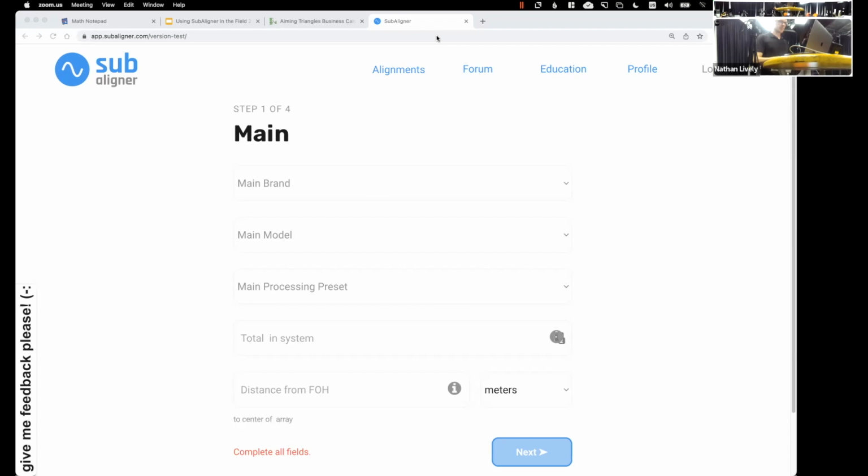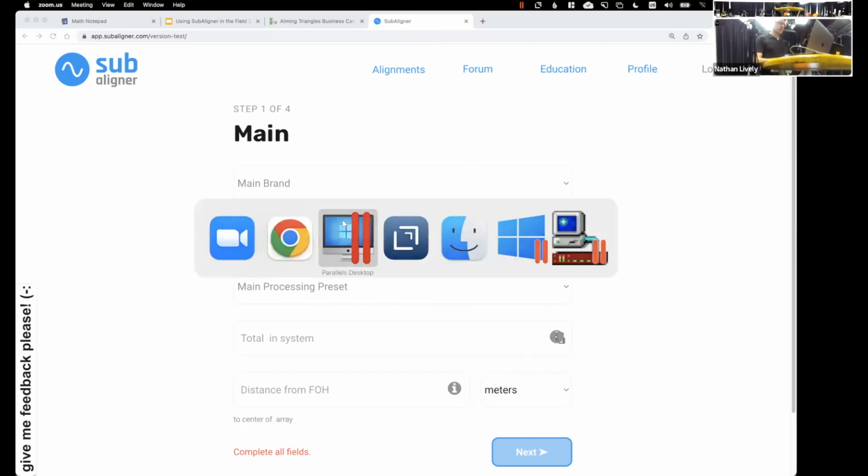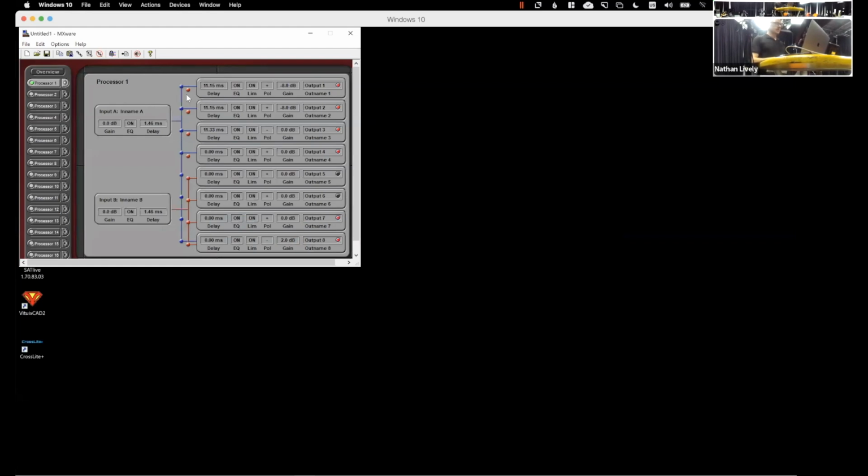So I did get everything up and running again. So high floating meeting controls. Here's what I was trying to do. I was trying to get into the processor over here.